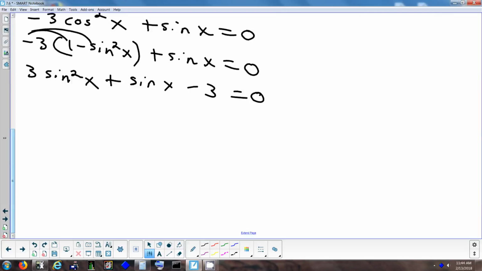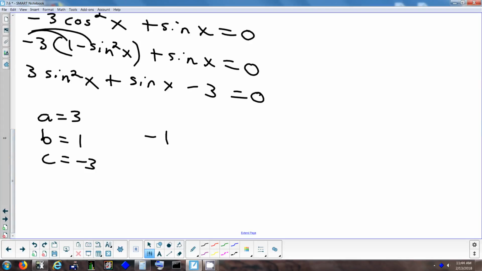Any questions on getting it to that step? Now, this is going to be the first one that, if you try to factor it, doesn't factor nicely. So what's the other method we have if it doesn't factor? Quadratic formula. In the equation up above, what's A? 3. B? 1. And C? Negative 3. So do the quadratic formula just like you would always do it. There's no difference. Do exactly the same thing.